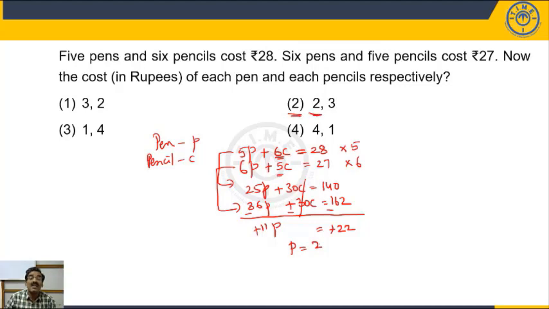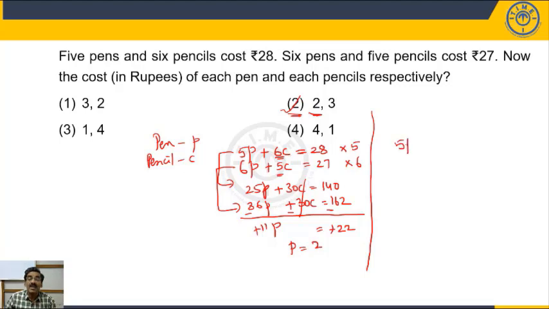That means without putting this value of p in any of the equations, we can say the answer should be blindly choice 2. This is one way of getting the answer. And if we are having bigger values here, multiplication and solving the equation will be time consuming. So that's the reason we look at one more way also.